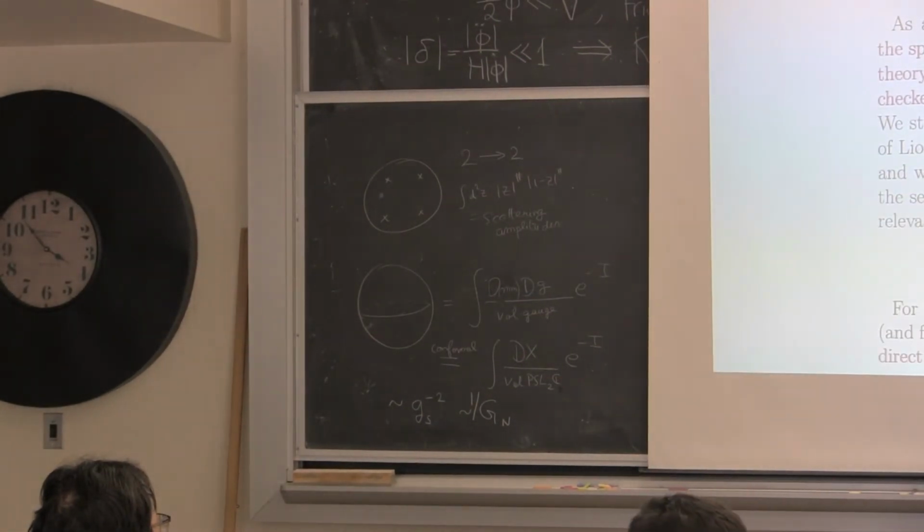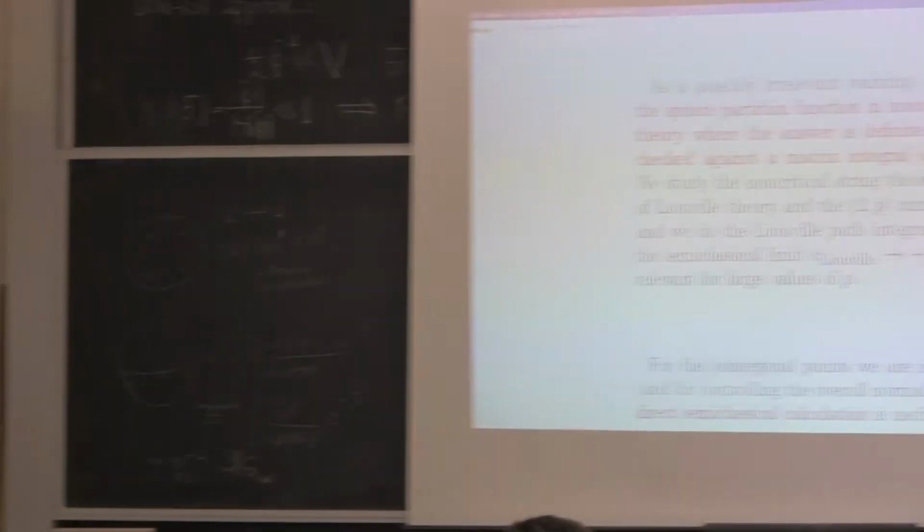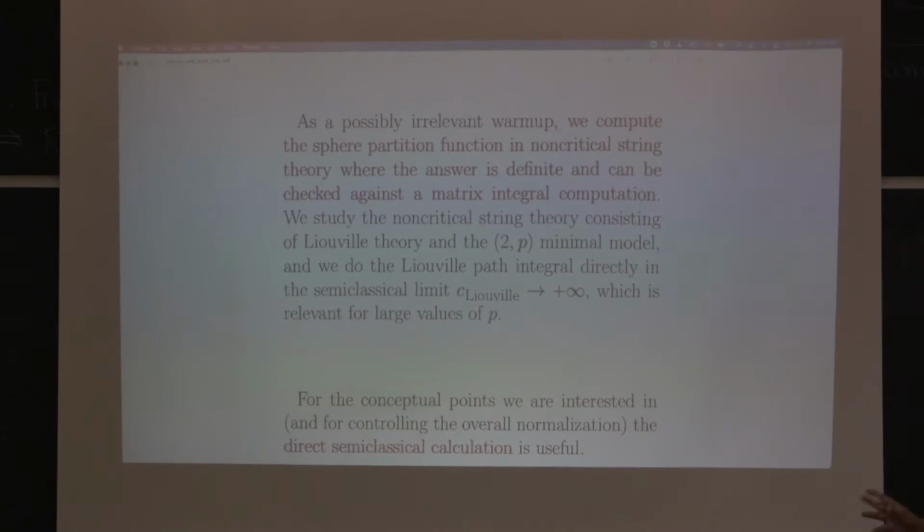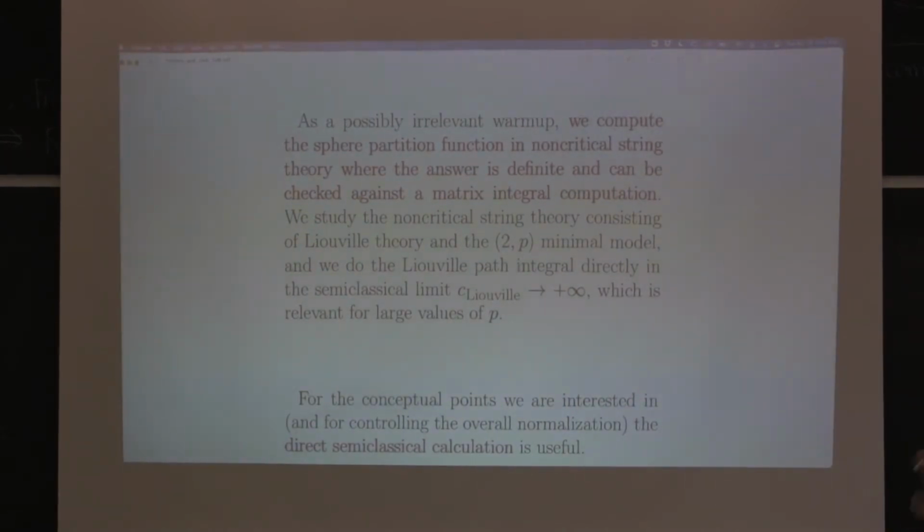So I'll explain what that is, but that's the theory. You take a worldsheet theory which has no x's but has this funny minimal model on it. The point is you can compute a finite value for the sphere and also check it against its dual. The dual is some matrix integral.